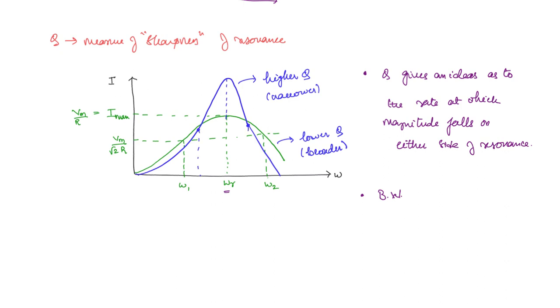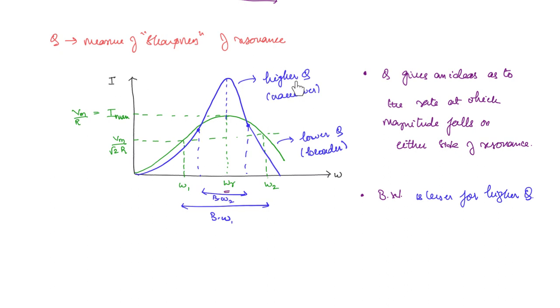So you can see that for the broader curve, the bandwidth is here, and for the narrower curve, the bandwidth is here. You can take it as bandwidth 2, bandwidth 1. Bandwidth 2 is lesser than bandwidth 1. So a narrow curve just means that the bandwidth is less. So bandwidth is lesser for higher quality factor or for the narrower curve.